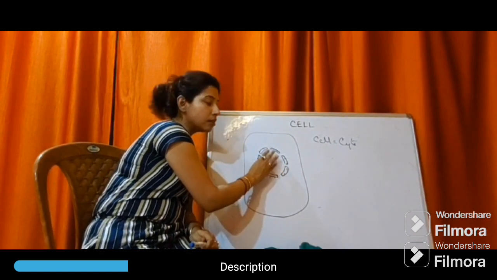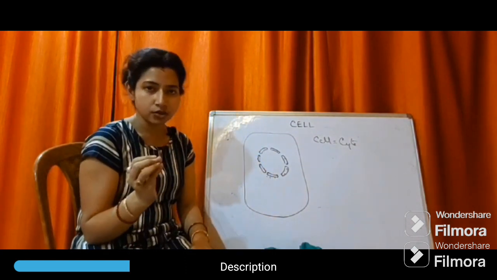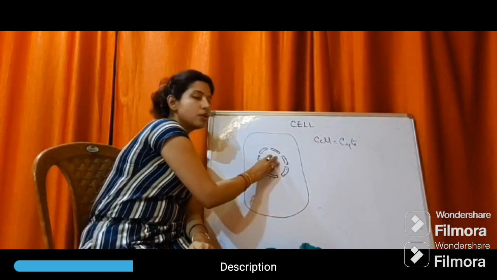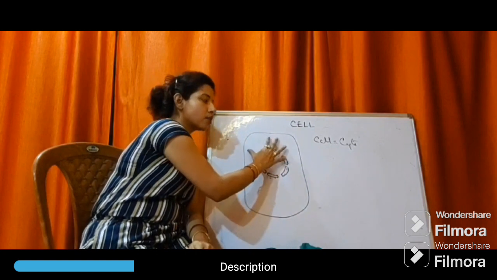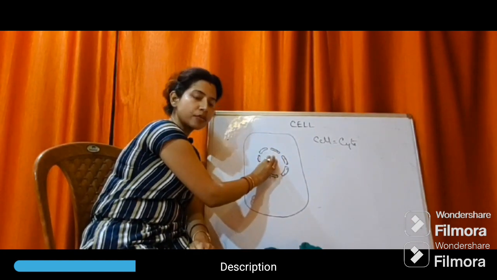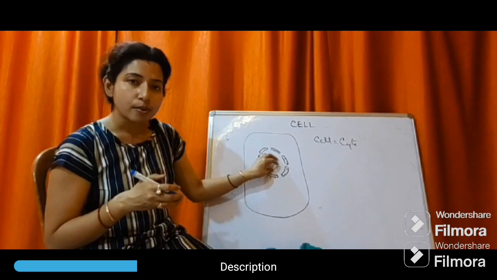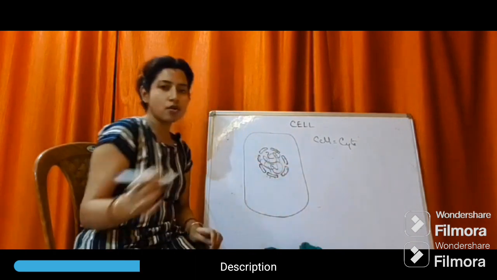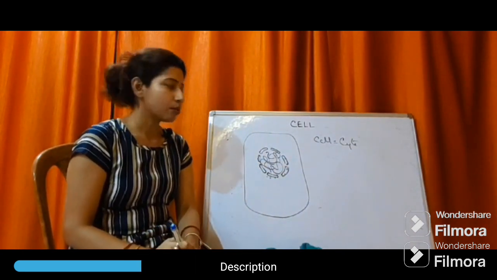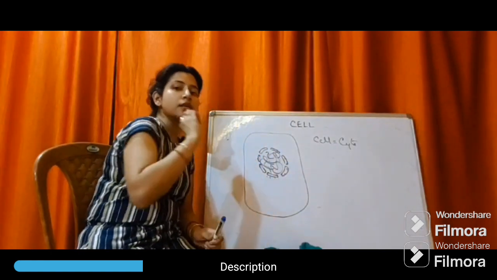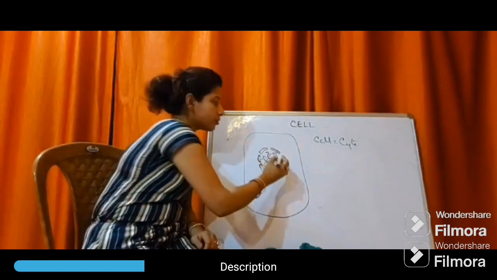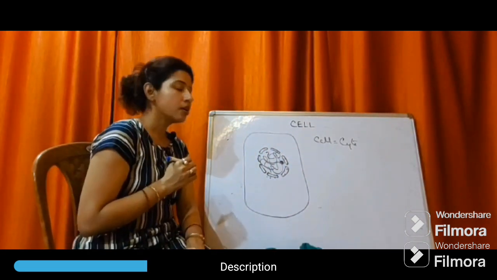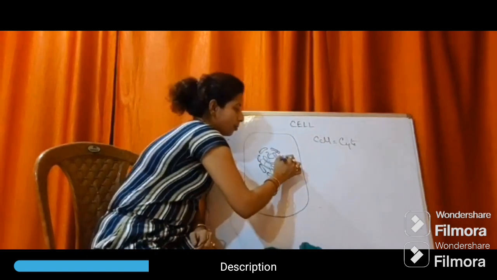Inside the nucleus, there is also a plasma-like structure, a fluid-like, semi-liquid structure. This is called nucleoplasm. Like cytoplasm, here is nucleoplasm. And inside this nucleoplasm, there are several thread-like structures. These are called chromatin fibers. Okay? And inside the nucleus, there is a very minute, darkly stained body. It is called the nucleolus.